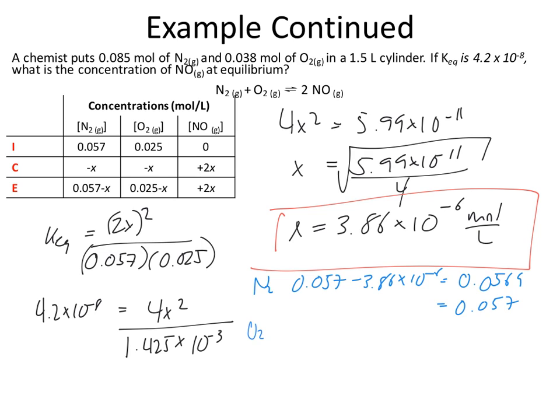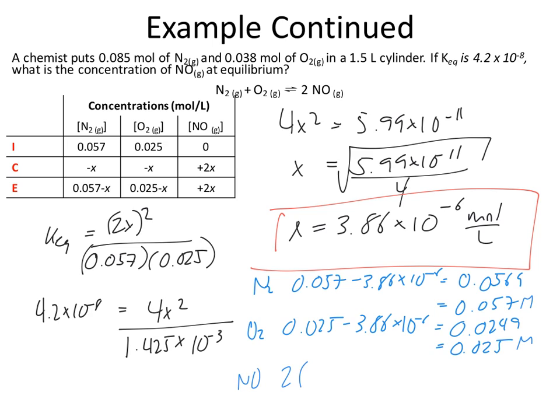For O2, let's do the same thing, 0.025 minus 3.86 times 10 to the negative 6, and that's going to be equal to 0.0249. Again, rounding, we get 0.025. Again, look at that. Our concentration at equilibrium is the same as our initial values. And again, these are mole per liter. Our concentration for NO is 2 times x, so 2 times 3.86 times 10 to the negative 6, and our value here is 7.7 times 10 to the negative 6 molar. So these are our concentrations at equilibrium here, here, and here.